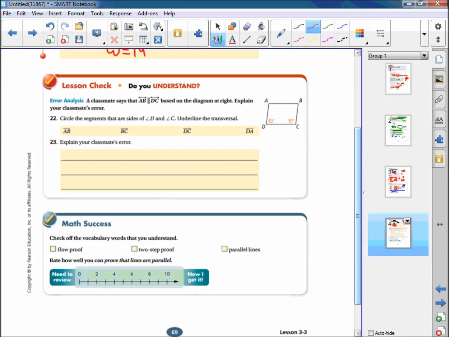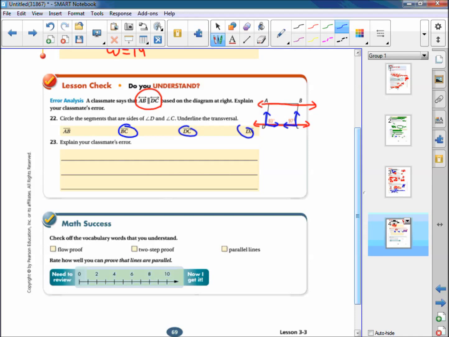All right, so a classmate says these two lines are parallel. So he thinks AB is parallel to CD, given the information drawn on our picture. Circle the segments that are the sides of angle D and angle C. So angle D is formed from DA and DC. So that's these two. And angle C is formed from CB and CD. There's CB, but CD is not on here. Now, where did your classmate make the mistake?